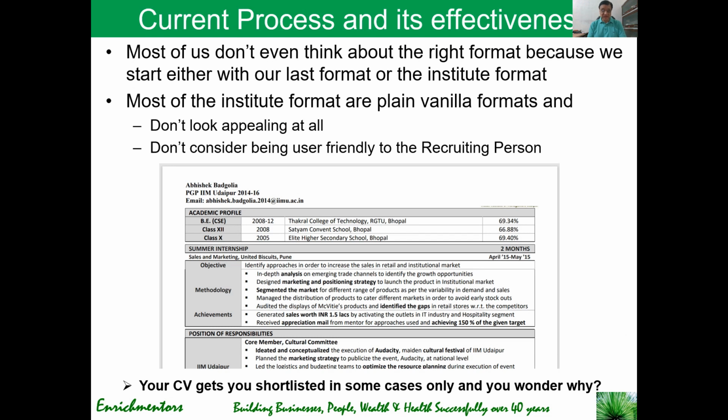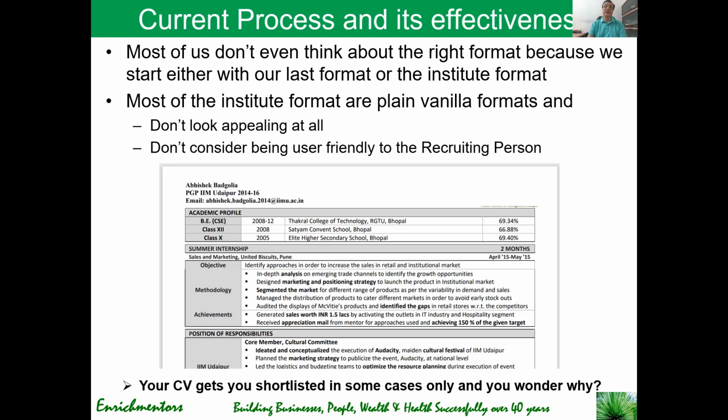Actually, most of us don't even think about the right format, because we either start with the last format or we have an institute format and we take that for granted. We never question it because we don't know what the right format is. Most of the institute formats are plain vanilla formats. They are on a piece of paper, black on a white background. They don't look appealing at all, to me at least. And I don't consider them user friendly for the recruiter.